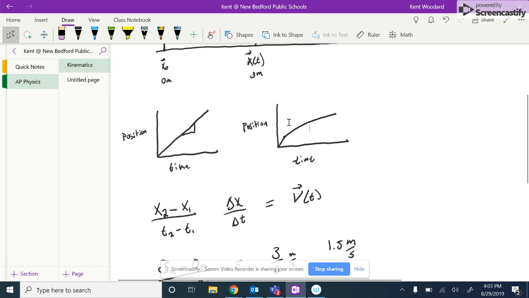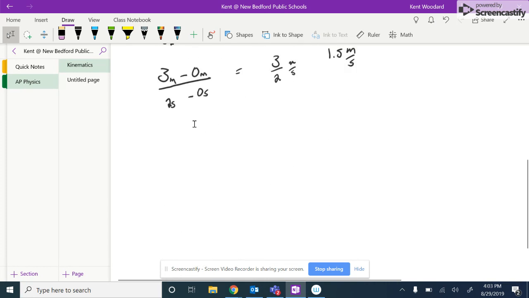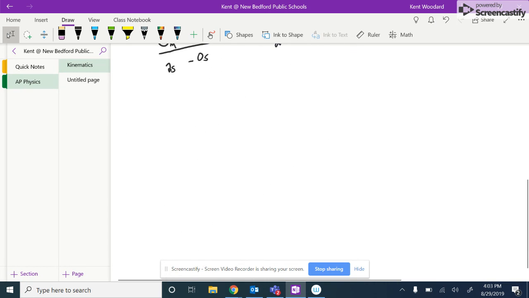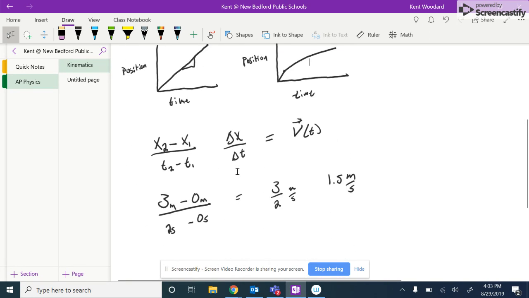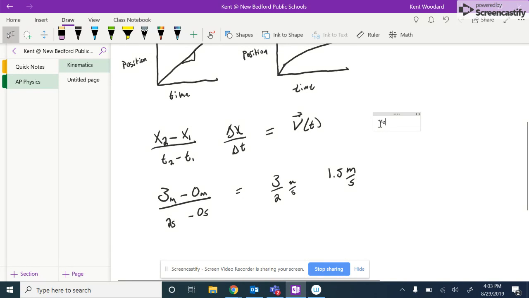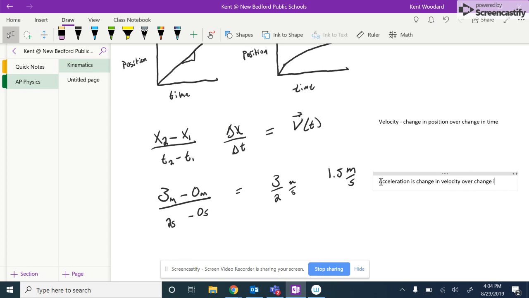You'll notice that this thing has a non-zero acceleration over here. The velocity did change over time. Here it didn't. This would have an acceleration of 0. I'm going at a constant velocity. So let's define acceleration. Did I ever type out velocity's definition? I just did it mathematically. But first, okay, let's go ahead and put the velocity definition. Velocity is change in position over change in time. Acceleration is change in velocity over change in time.